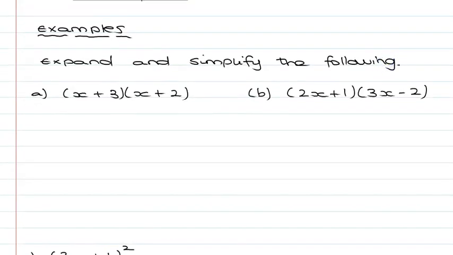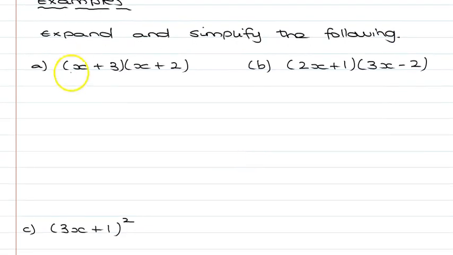Okay, let's go through some examples. We're going to now expand a couple of examples. I've got three examples here. This one, x plus 3 multiplied by x plus 2. It says expand. That means we're going to multiply out the brackets and then simplify. That means we need to bring any like terms together. So let's start with the first one.